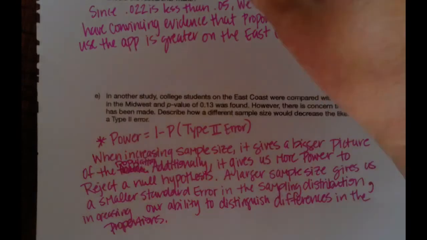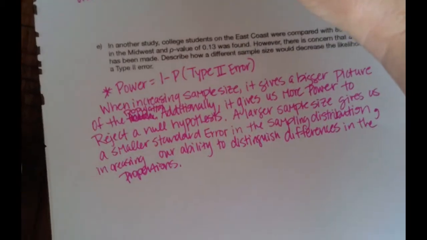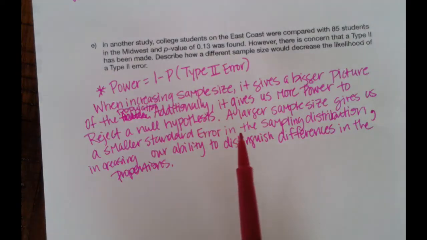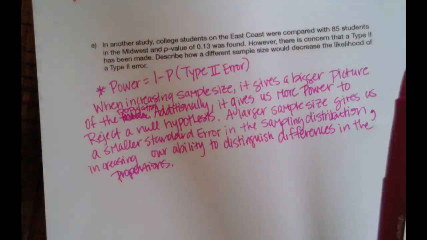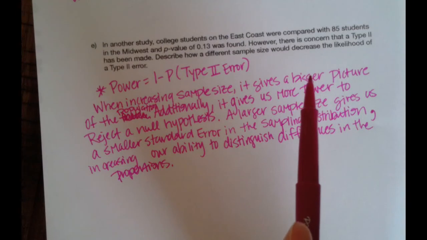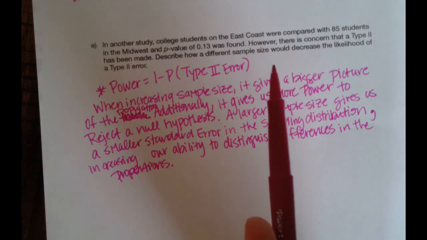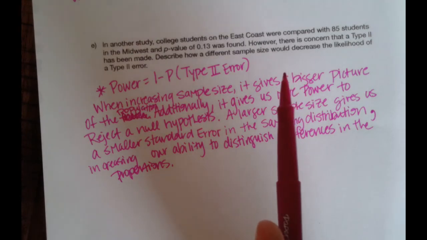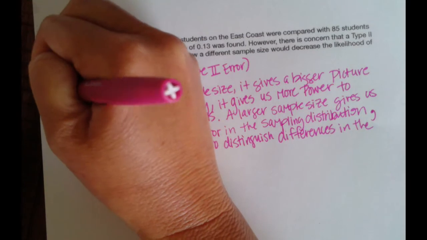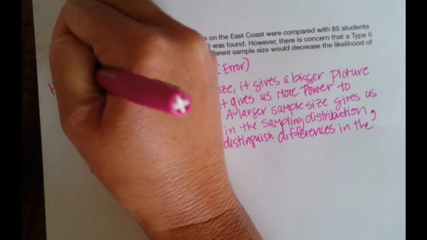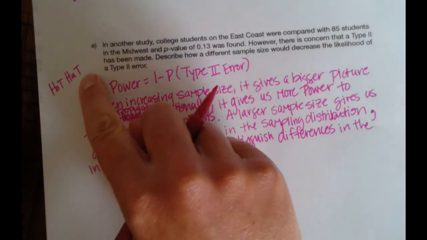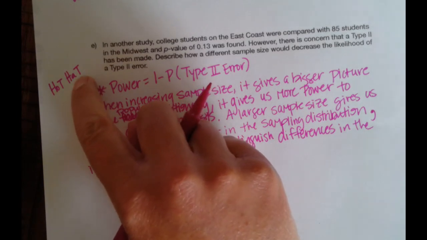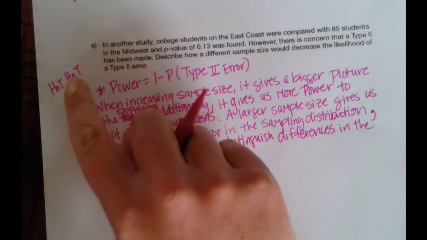So with this in mind, I'm thinking that maybe you might be thinking power, which is fine. I want you to know just how I would probably say it. So it's just wanting you to describe how a different sample size would decrease the likelihood of type 2 error, okay? Remember what a type 2 error is. Type 2 is if the HA is true and you're wrong, okay? Meaning you failed to reject and you should have rejected it.